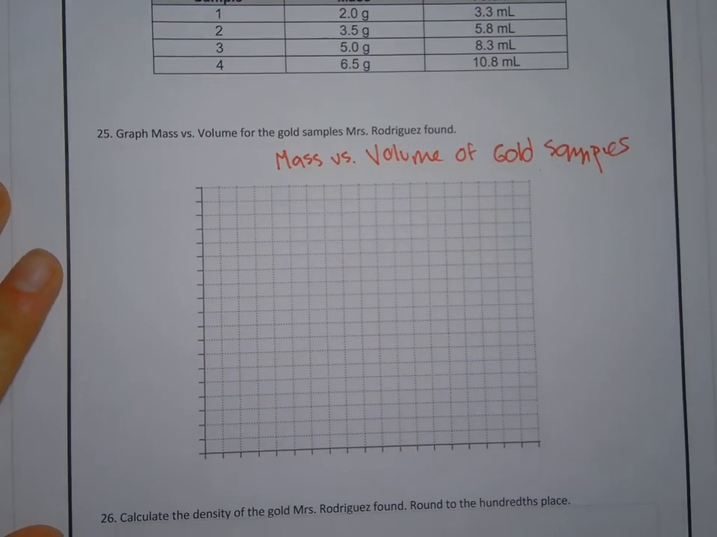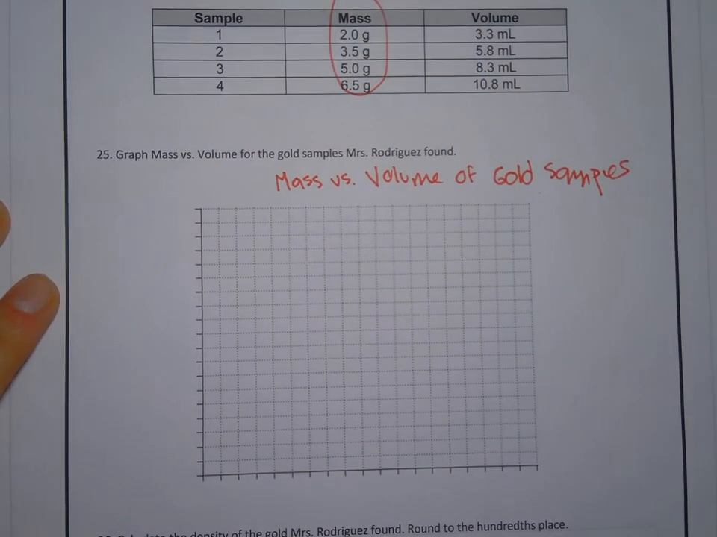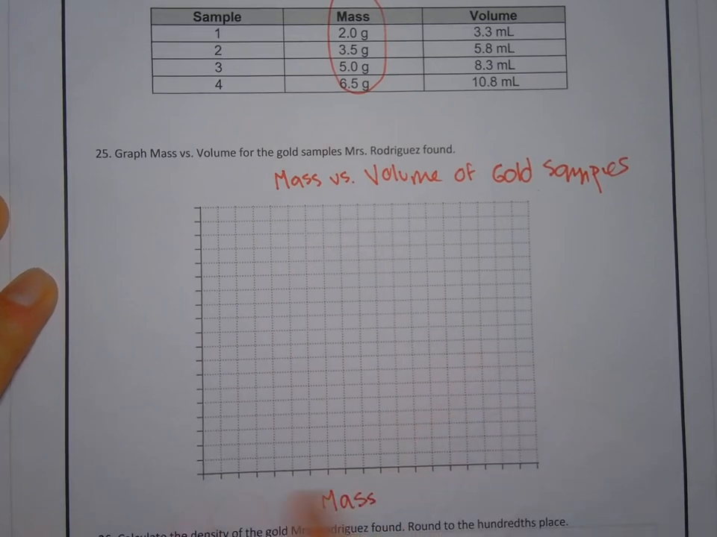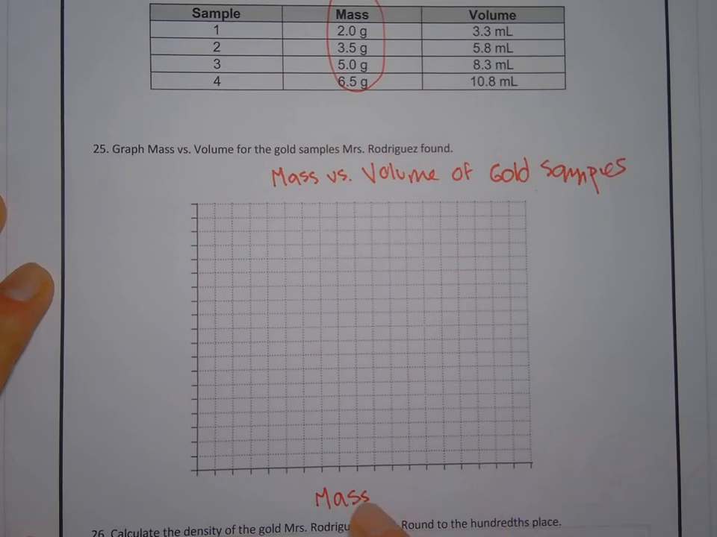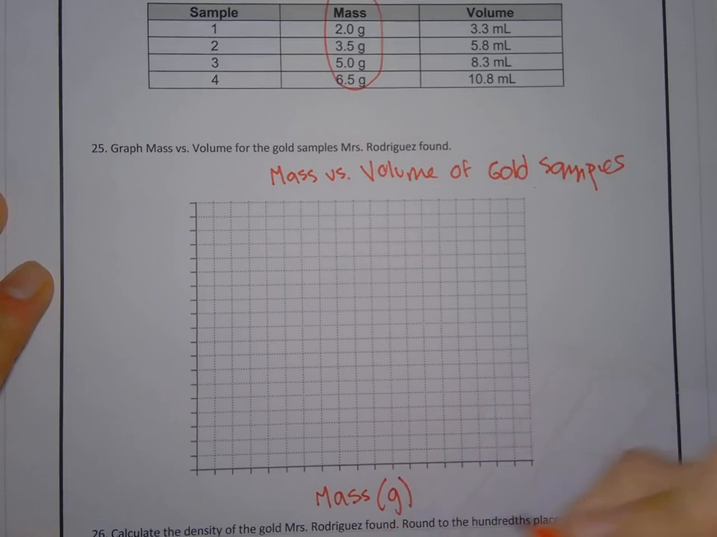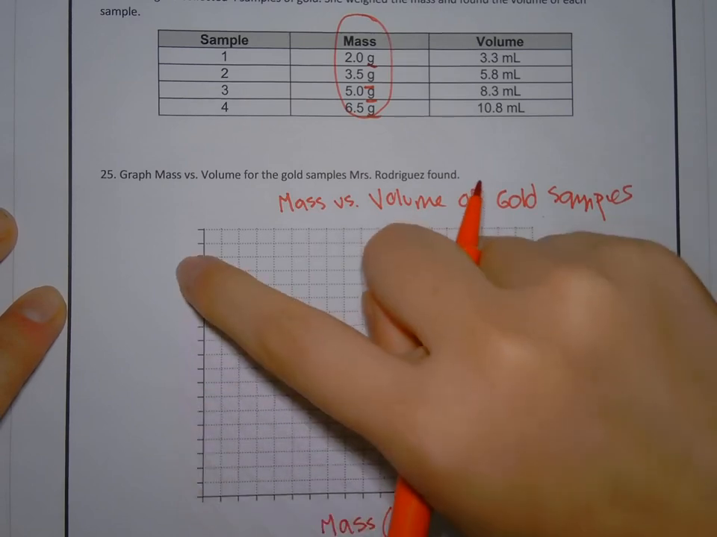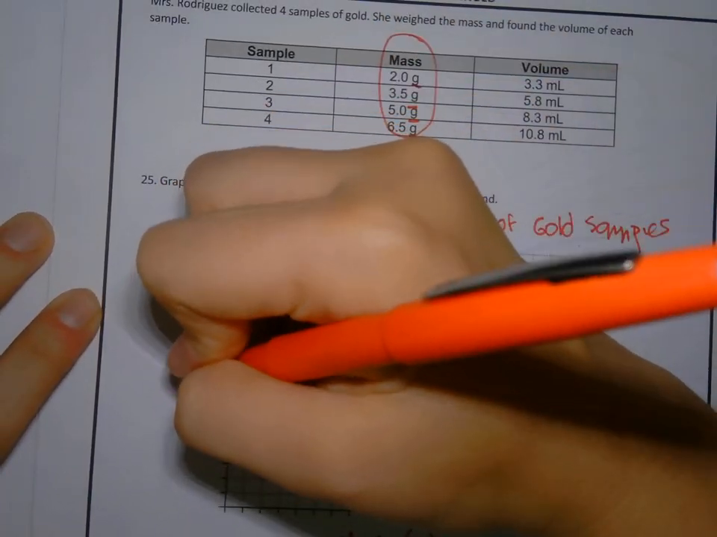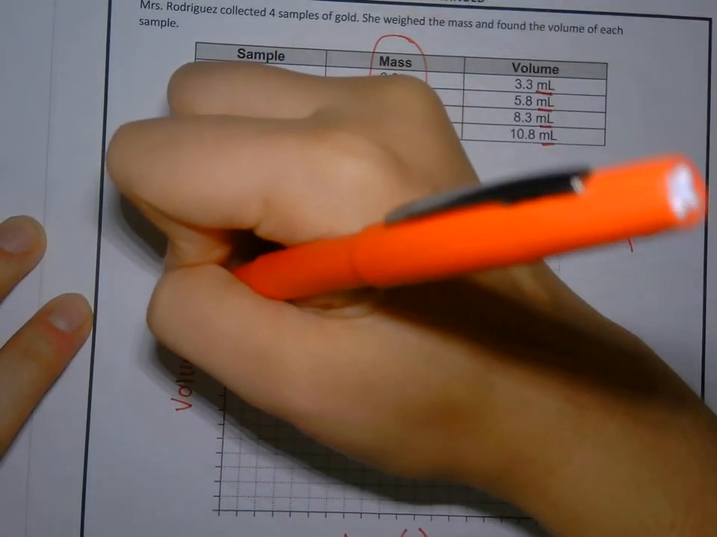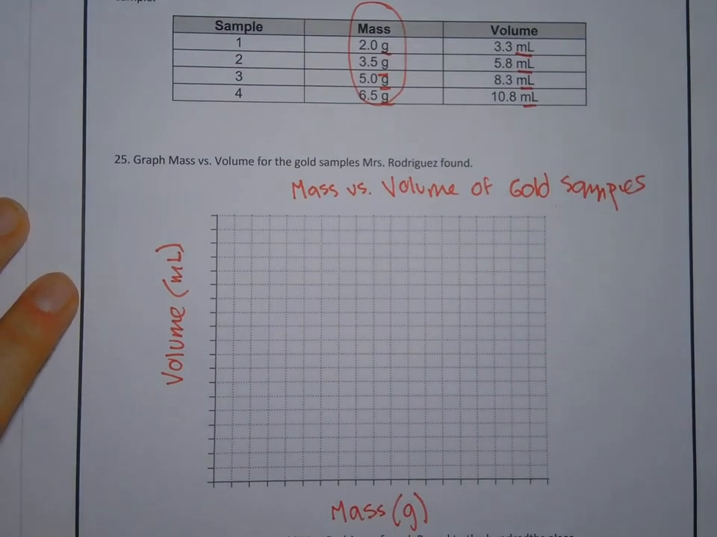Then I have to label my axes. So this one, I'm gonna say that it's mass because it's in the left side of the table. Usually that means that it is an x-axis variable. Because it is mass, I cannot forget the unit. Mass is in grams. That means that my y-axis is going to be volume. I cannot forget my units either. My units for volume are milliliters.